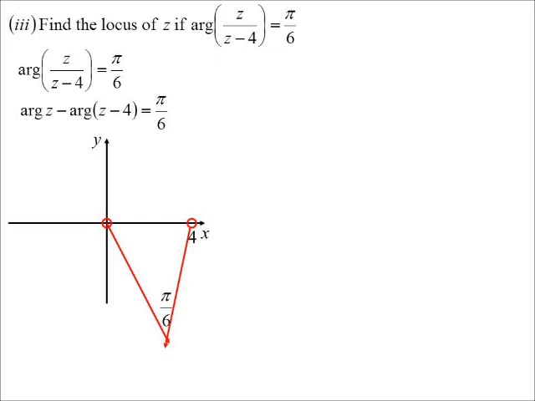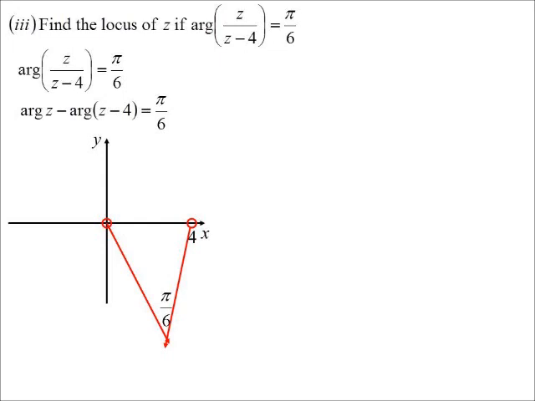Well, how I know where to place it is, look, the argument of z minus the argument of z minus 4 is pi on 6. So which has the biggest argument, z or z minus 4? Right, because when you subtract you get a positive number.